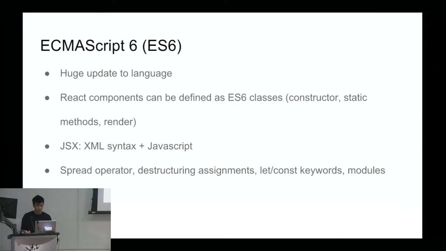So on top of this, we decided to use ES6, which was a huge update for the language. I think it released like last year. So React components can be defined as ES6 classes, and within these you have a constructor method. You define static methods, and then you have a render method, which actually outputs what you want the React component to render in HTML. So you can write React components in JSX, which is basically just XML syntax with JavaScript, and I think I'll show you some code after.